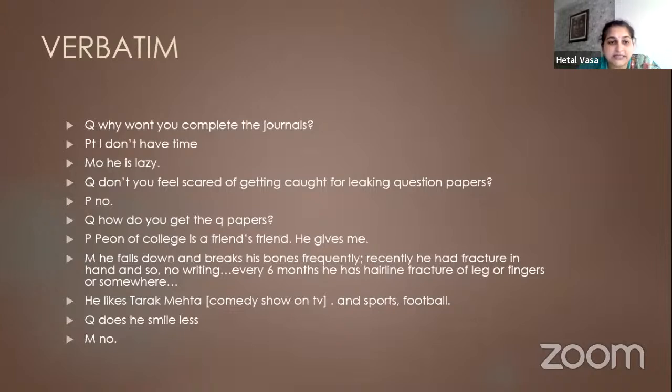Mother says he is very lazy. Don't you feel scared of getting caught for leaking question papers? Patient says no. How do you get these question papers? So some peon helps to get them. Yeah, and mother tells he falls down and breaks his bones frequently. So now that part goes away. Again, new thing comes up, that he's very awkward while walking and he gets fractures many a times.